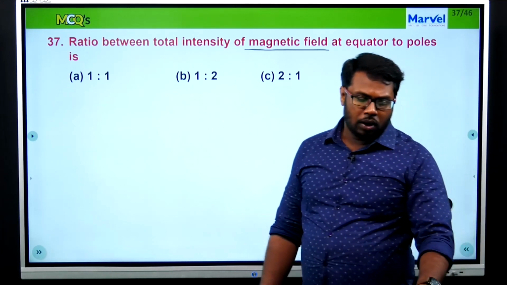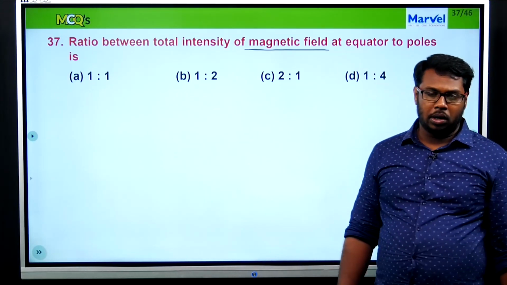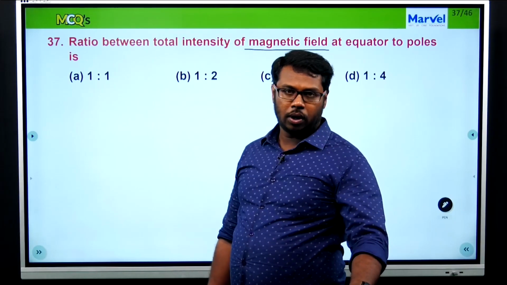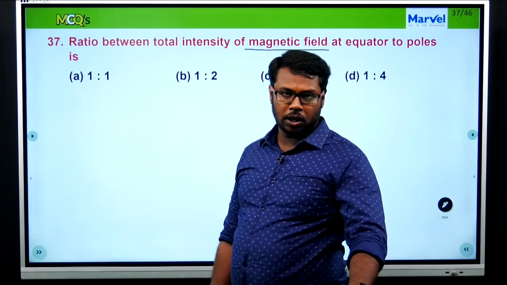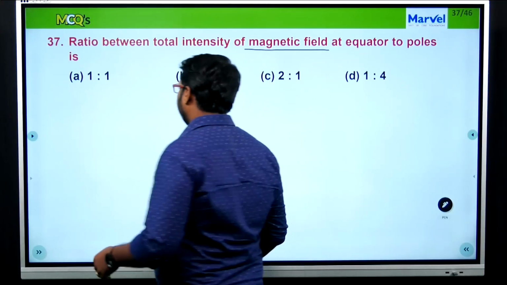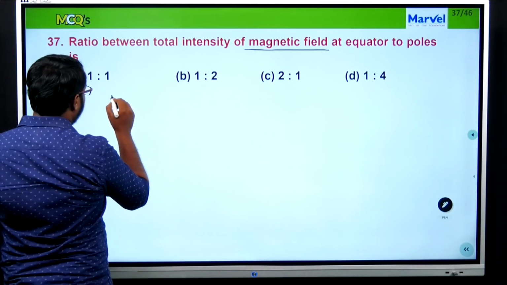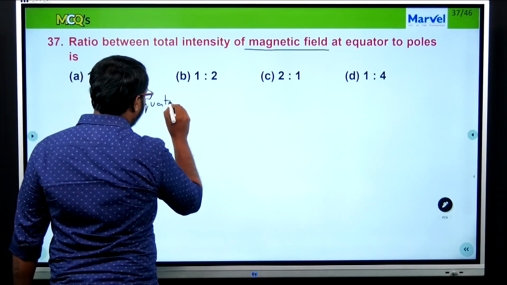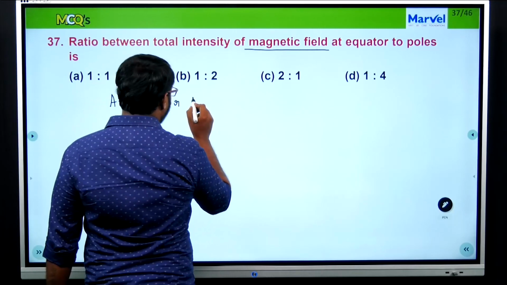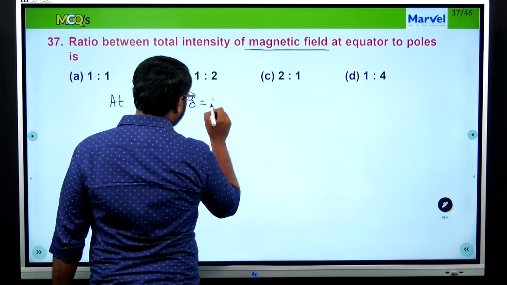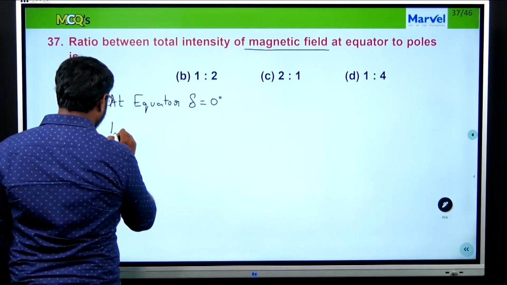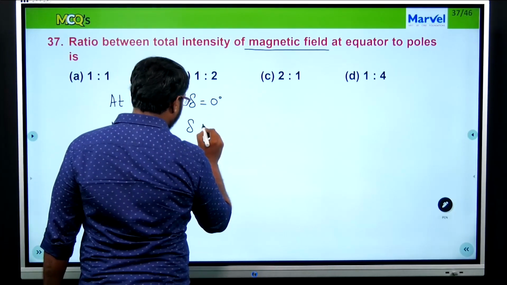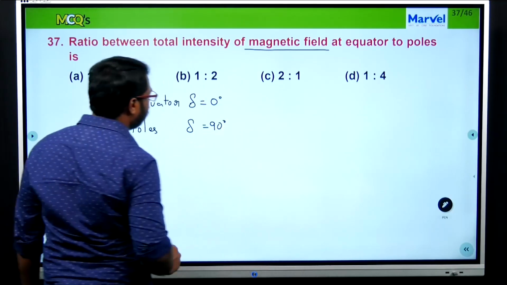If we are at the equator, the dip circle will show 0 degrees. If we are at the poles, your dip circle will show 90 degrees. So, at equator, the dip angle is 0 degrees. At poles, the dip angle is 90 degrees.